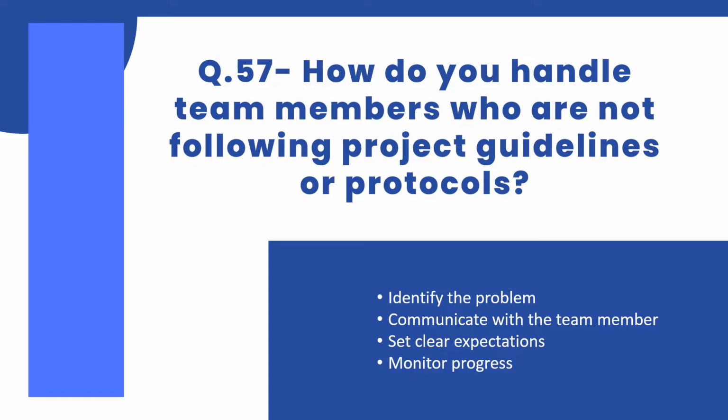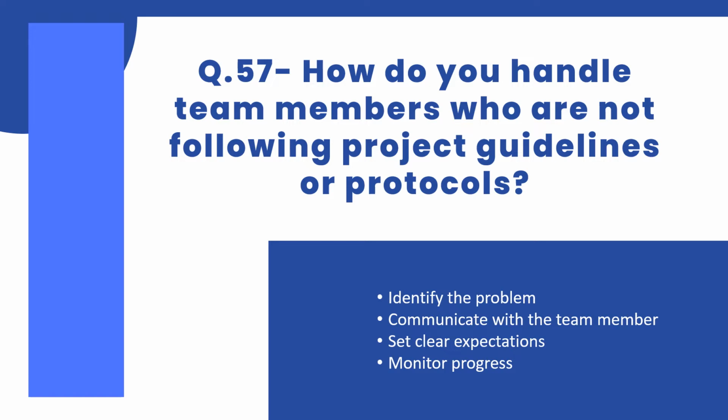Number 4, monitor progress. Finally, I would monitor the team members' progress to ensure they are meeting project requirements and following guidelines. If the team member is not meeting expectations, I would take appropriate action to address the issue. Example 2. A team member is not following protocols for communicating project updates.